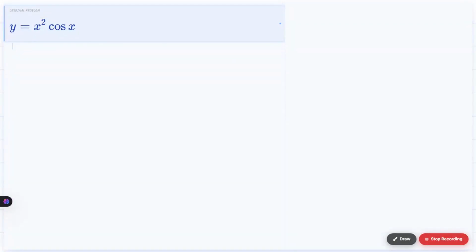We look at the problem y equals x squared times cosine x. We do this to see what we need to solve. This is our starting math sentence.